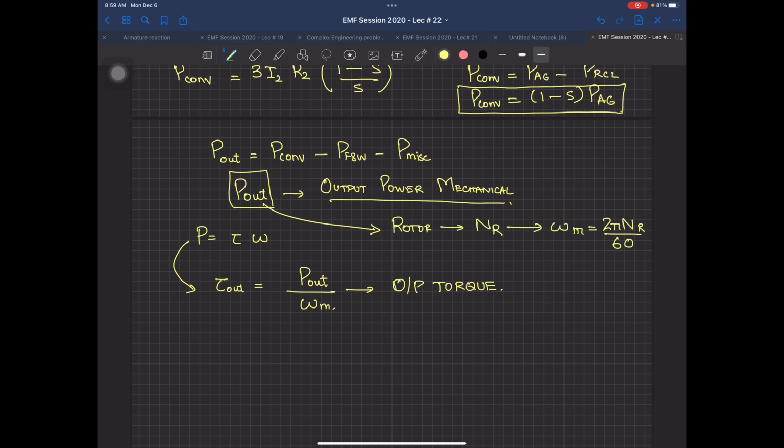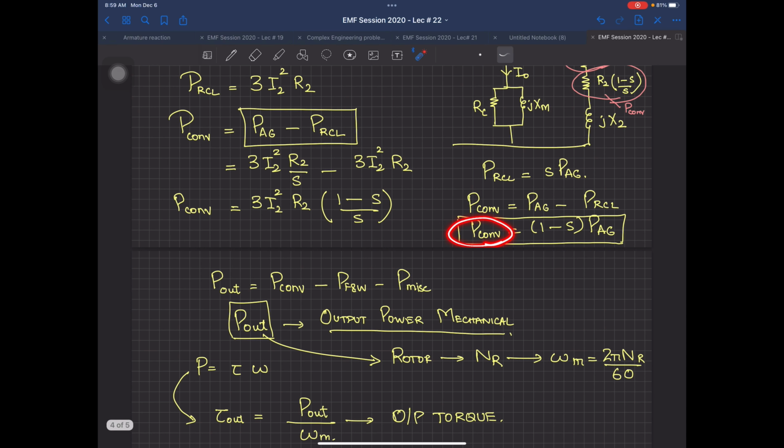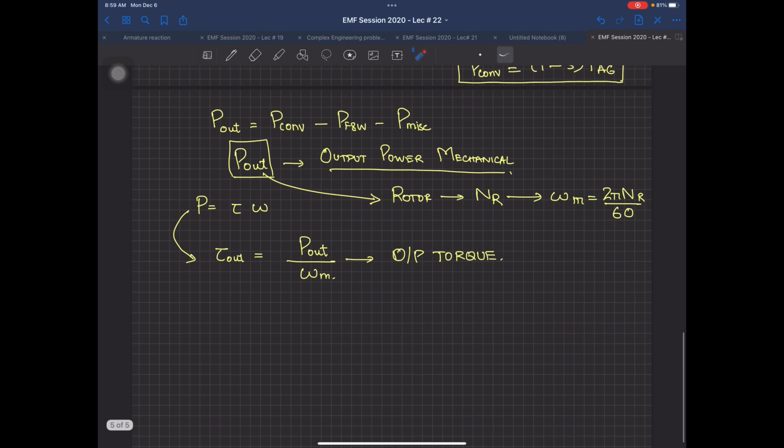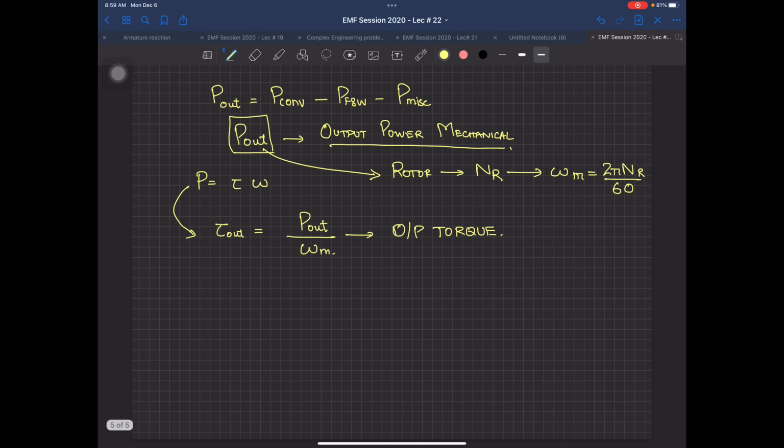And sometimes the question does not ask you for P out, it asks you what was the converted power that was in mechanical form. So in that case, if you are asked to find the induced torque, that is, how much torque was induced, some of it is lost in friction and windage, and some in miscellaneous losses. So torque induced is equal to P converted divided by omega m over here.